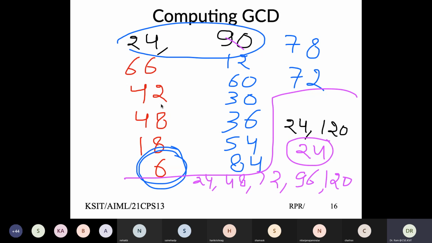Now, how do you decide whether you are the first player or the second player? All you need to do is look at the numbers 24 and 90. Other than these two, how many numbers did I write? 13. In this other case, how many did I write? 3, because the number was already there.